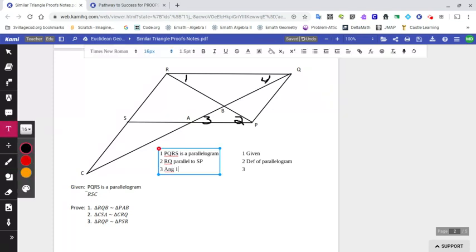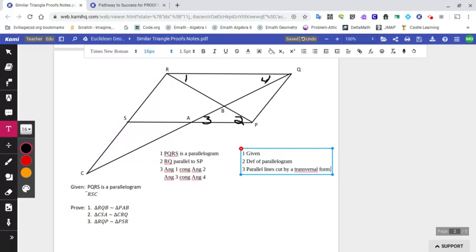So I can say angle 1 is congruent to angle 2. I can also say angle 3 is congruent to angle 4. And my reason is, again, going to be worded similarly to the vertical angles: parallel lines cut by a transversal form congruent alternate interior angles. Now if I were writing this proof, that would be enough.